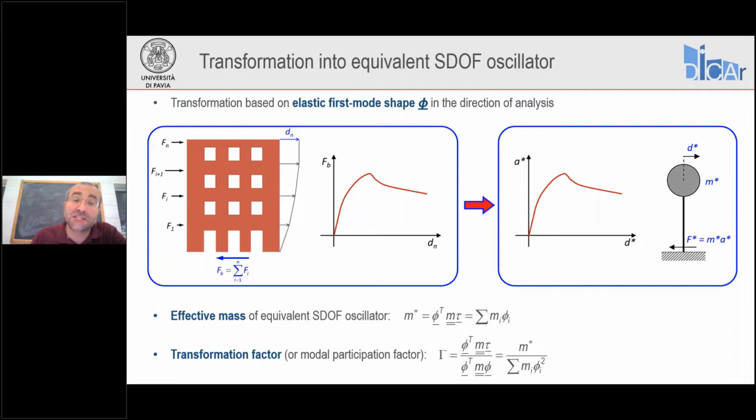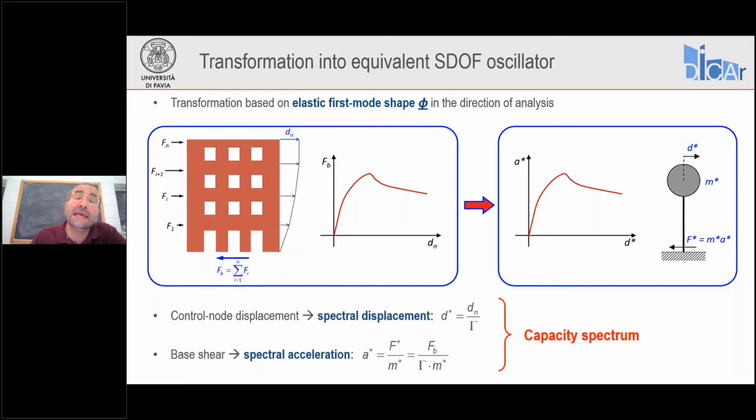Once we have calculated these two parameters, m star and gamma, we are ready to perform our transformation of the capacity curve into the capacity spectrum. That is, we transform the displacement of the control node dn into the displacement of the single degree of freedom oscillator d star by dividing dn with gamma. And we do a similar thing for the base shear FB. We divide it by gamma and by m star, so to find acceleration a star for our equivalent oscillator. And the relationship between a star and d star defines our capacity spectrum.